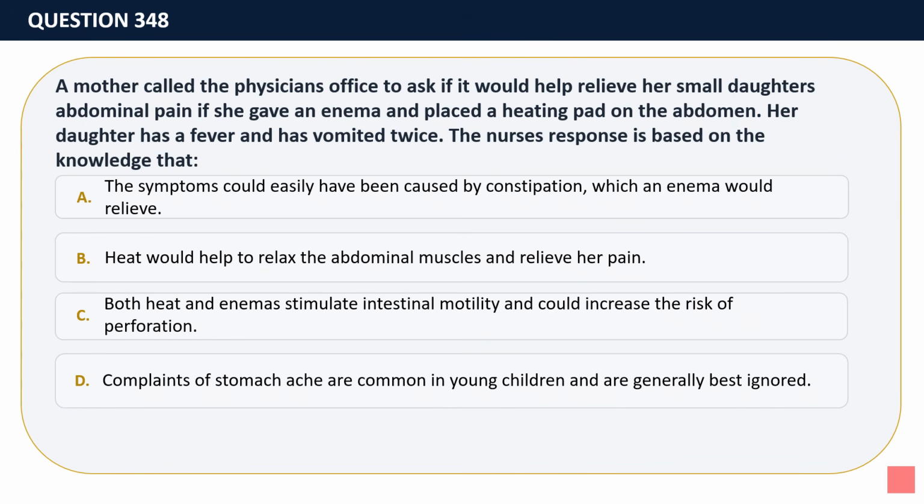A. The symptoms could easily have been caused by constipation, which an enema would relieve. B. Heat would help to relax the abdominal muscles and relieve her pain. C. Both heat and enemas stimulate intestinal motility and could increase the risk of perforation. D. Complaints of stomachache are common in young children and are generally best ignored.